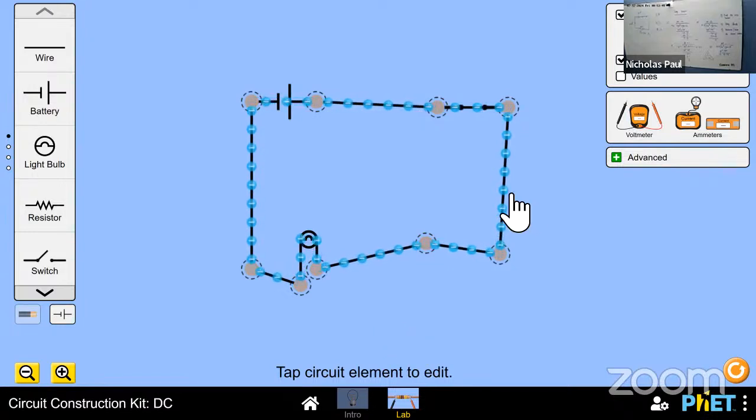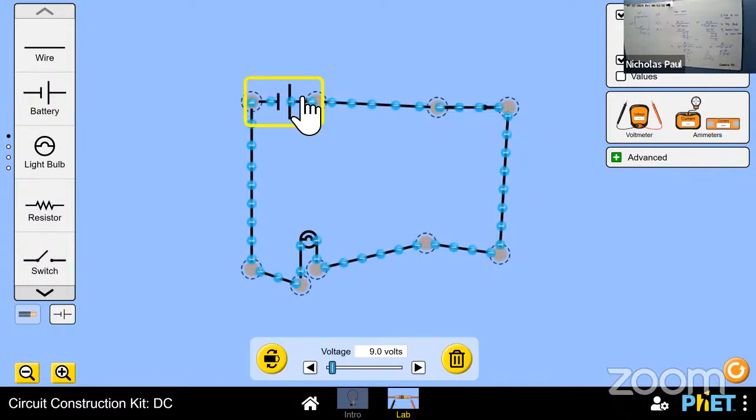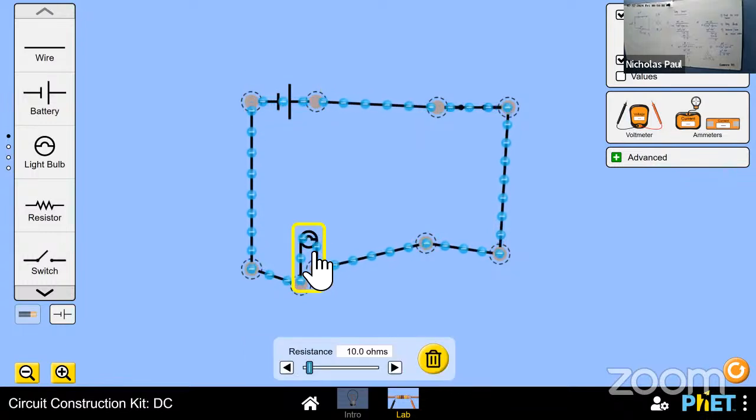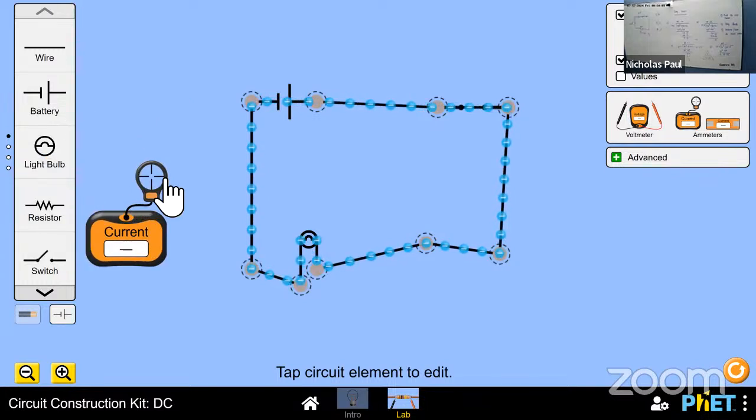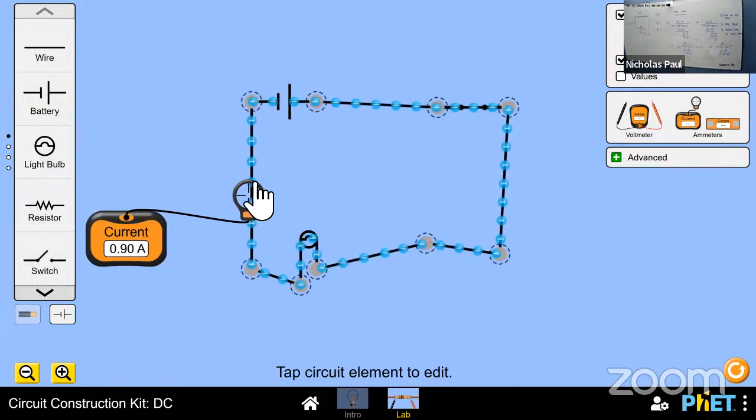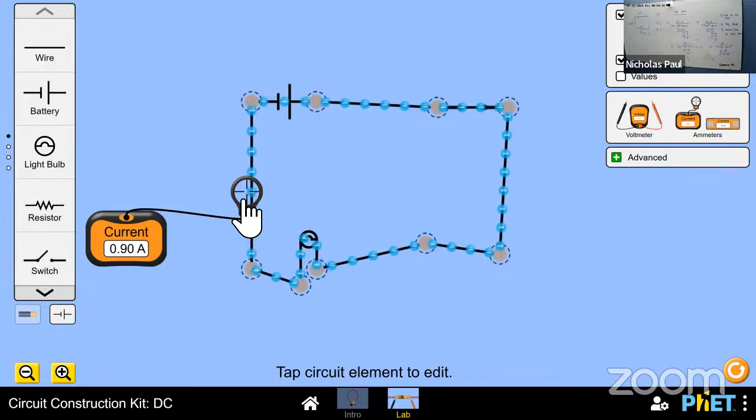Right. So we're trying to get a relationship between voltage and current and resistance. So the voltage in this circuit, 9 volts. The resistance in this circuit, 10. Right? You can probably write it up. And current. Current is 0.9. So I wanted to figure out the relationship between V, I and R.